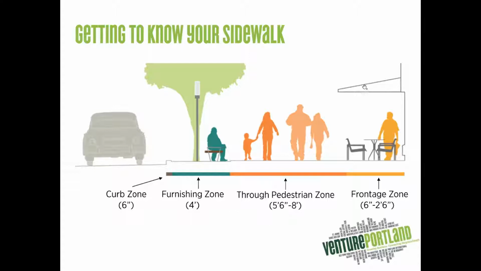The next zone, moving towards the street, is the through pedestrian zone. This is the least flexible zone. This is the zone that must be kept clear for pedestrians to pass through, and that's going to range anywhere from 5 feet 6 inches to 8 feet. And then moving towards the street even more, we've got the furnishing zone. This is where you'll find a lot of street furniture, like bike racks and signage, street trees, that sort of thing. And finally, the curb zone right next to the street there.